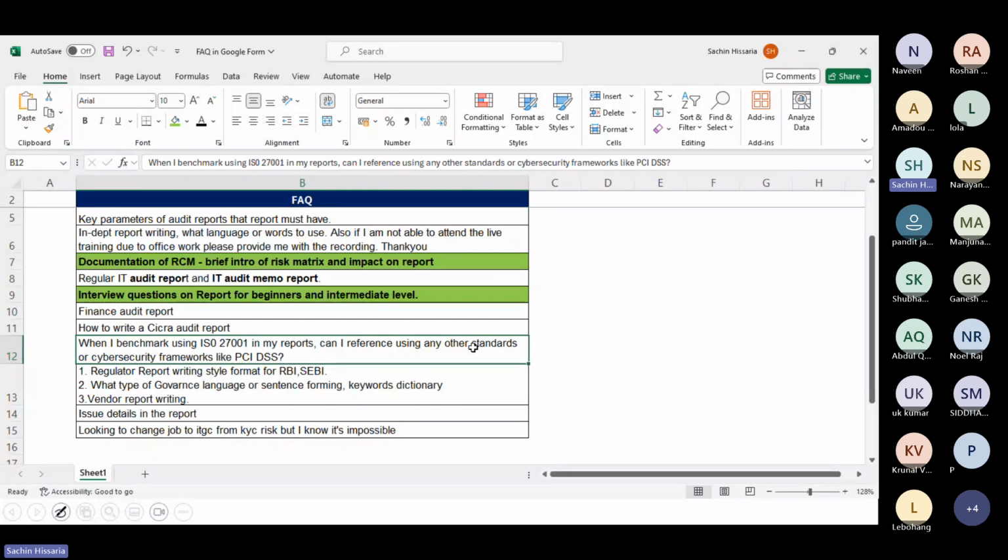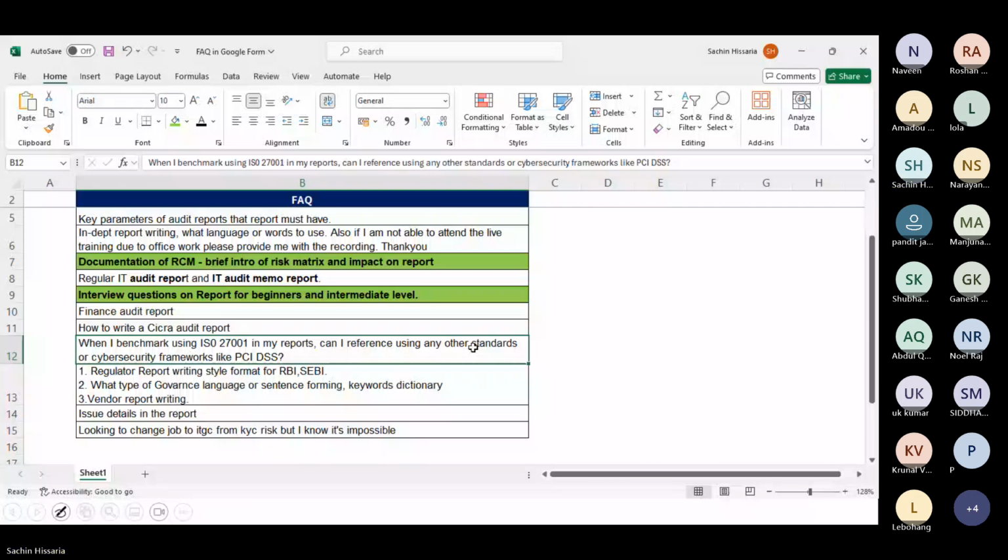If you have defined those in the scope, you can refer to those standards as well, and you can suggest the company implement a control based on standards. So there is no restriction as such. Because you are doing a benchmark. Since the word is benchmark, you can use any of the standards.